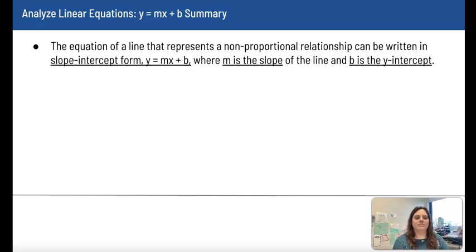Summarizing this lesson, the equation of a line that represents a non-proportional relationship can be written in the slope-intercept form of y equals mx plus b, where m is the slope and b is the y-intercept. So this is very important that you know that y equals mx plus b, and you know that m is just the number that is the slope, and b is just the number that is the y-intercept.